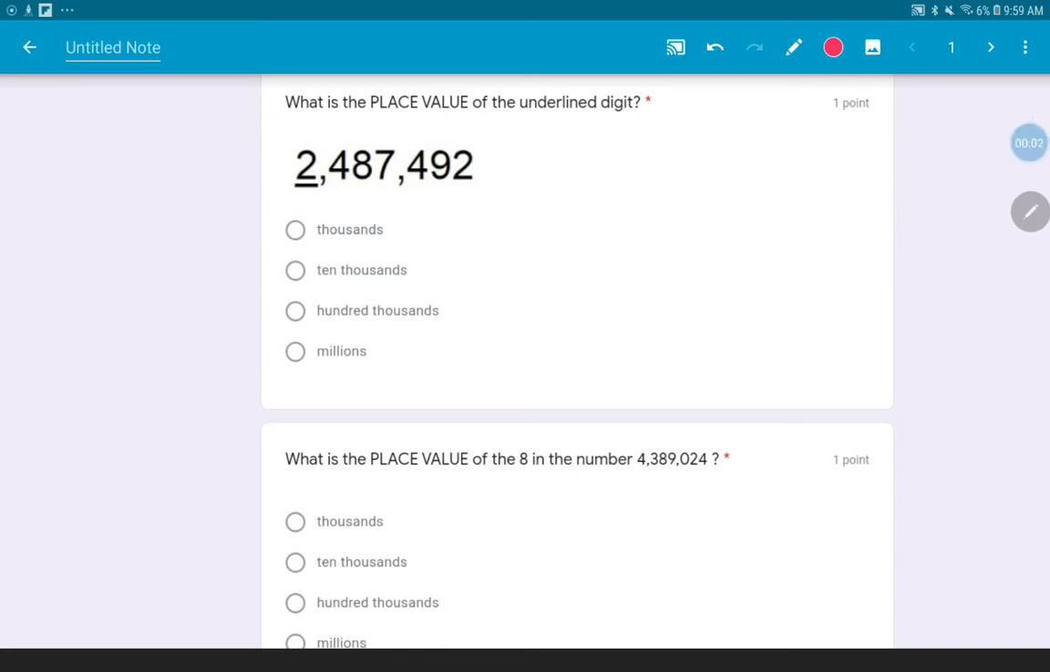The first question on today's daily math asks the place value of the underlined digit in the number 2,487,492. What is the place value of that digit, Cash? Million. It's the millions.